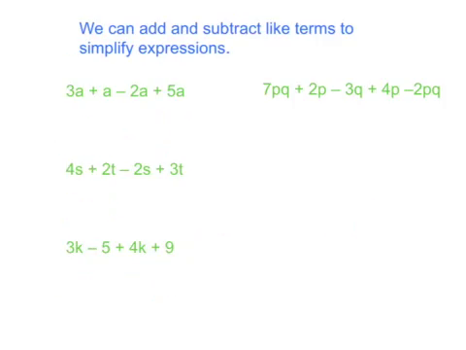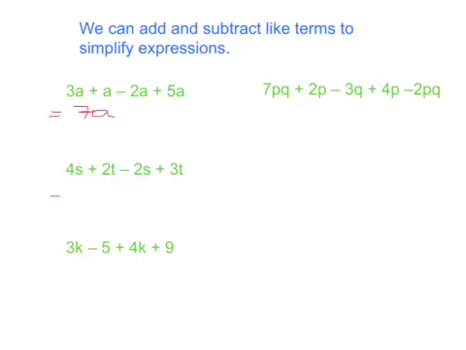And here's why like terms are important, because we can add and subtract them to simplify expressions. Let's have a look at working through some examples. So in our first one here, I've got 3a plus a, subtract 2a plus another 5a. So I'm going to collect my like terms. So 3a plus a is 4a, 4a minus 2a is 2a, plus another 5a is 7a.